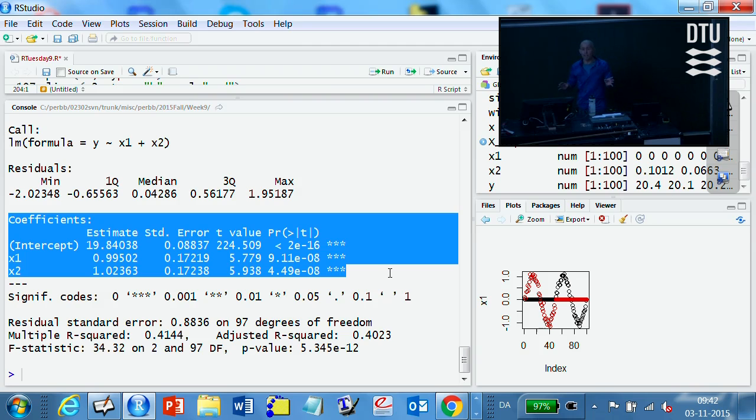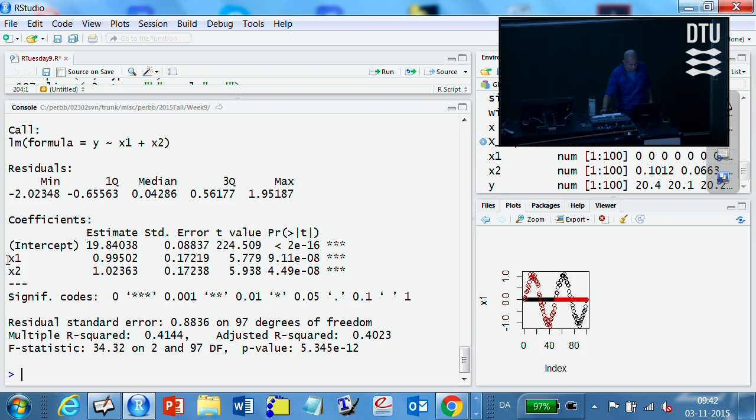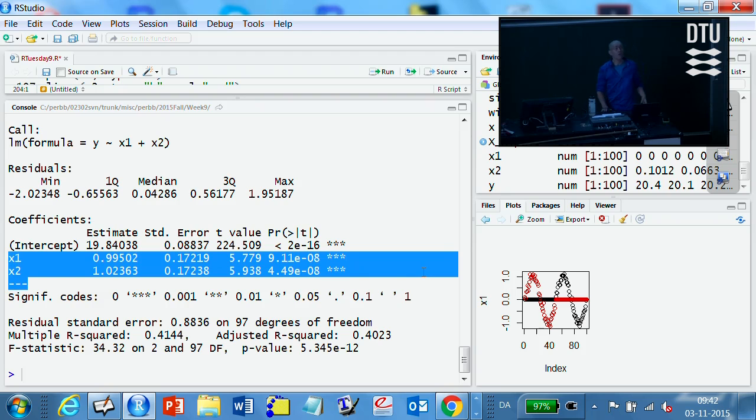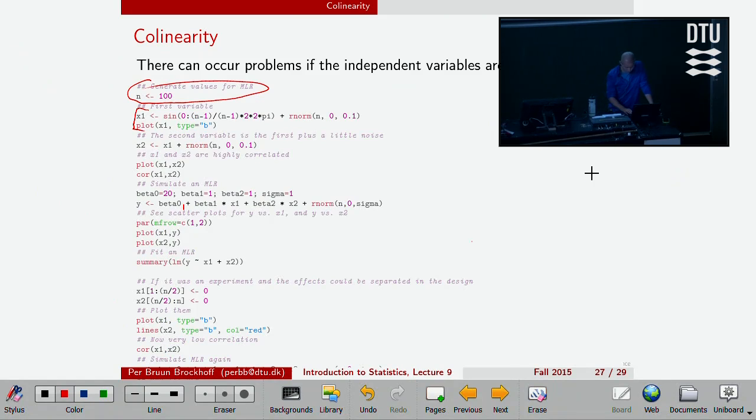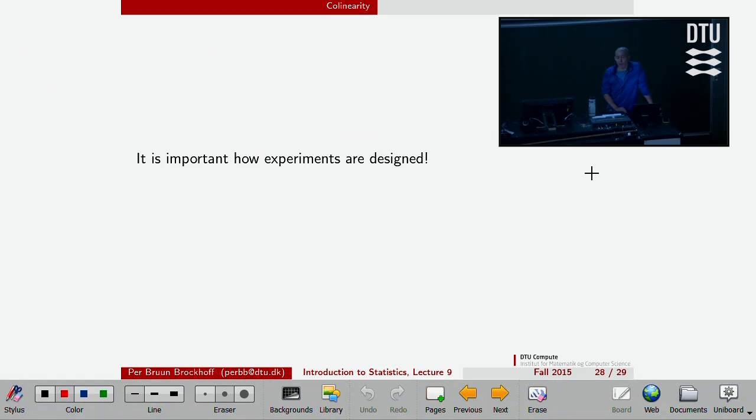Then I can estimate the effects of x1 and x2 separately, sort of independently of each other. And I get the right results, you could see, right? Both of them being significant. So designed experiments, when possible, are of extremely high value, right?